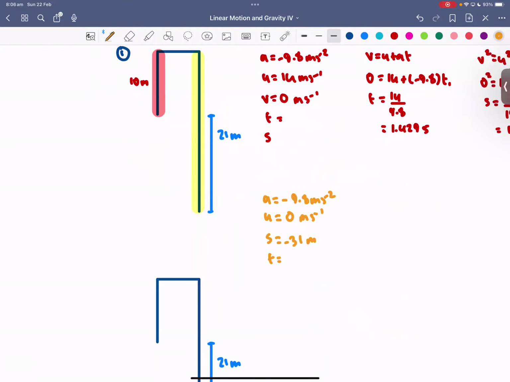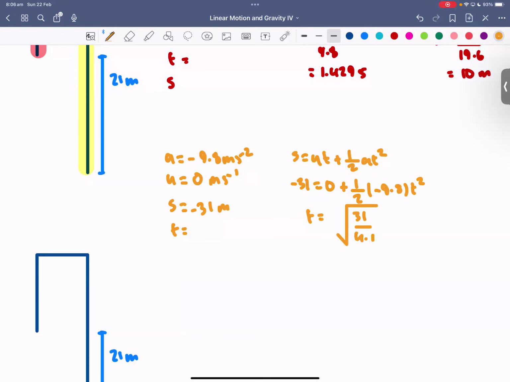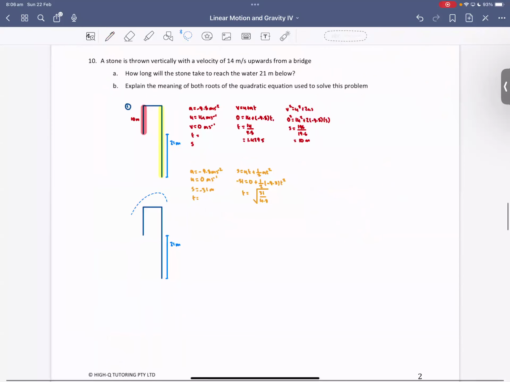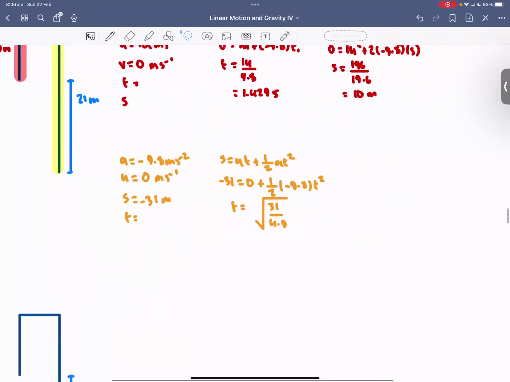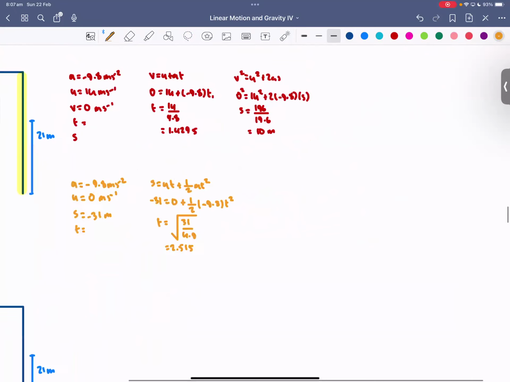And now I can figure out T using S equals UT plus half AT squared. And the good thing about using it here is that U is 0, so it's not going to be a quadratic. Negative 31 is 0 plus half times minus 9.8 times T squared. Who's got the value of T? It's the square root of 31 on 4.9. Who's got the time taken to come back down? I expect it to be more than 1.429 because it's a bigger journey than before. 2.515, which means how long did the entire journey take, guys?